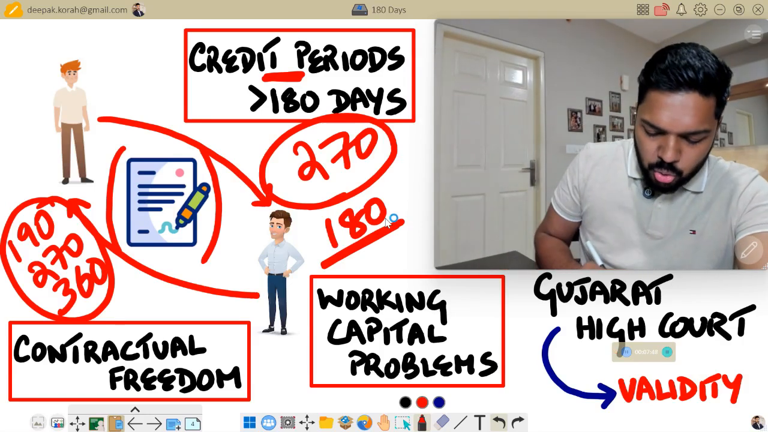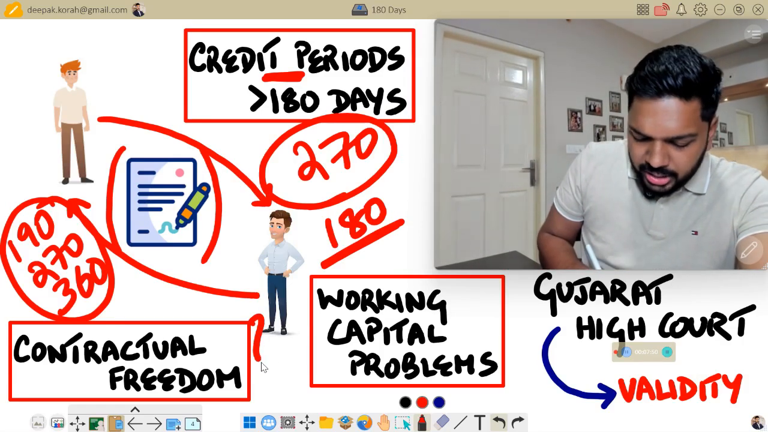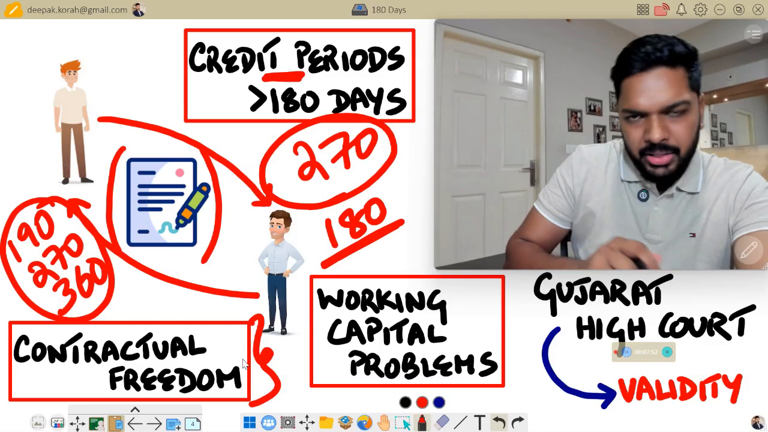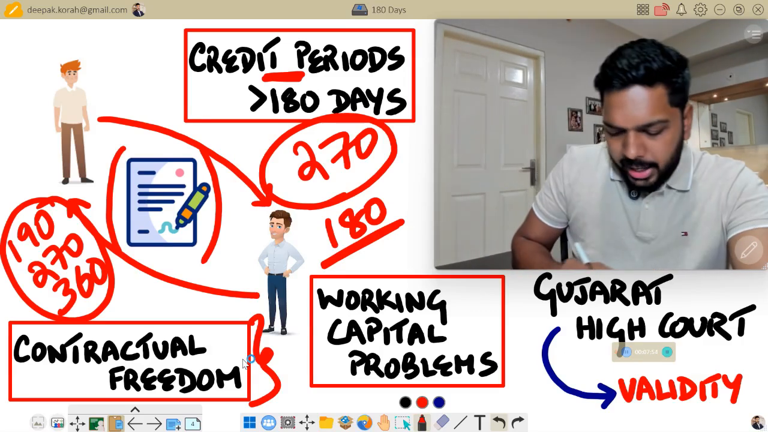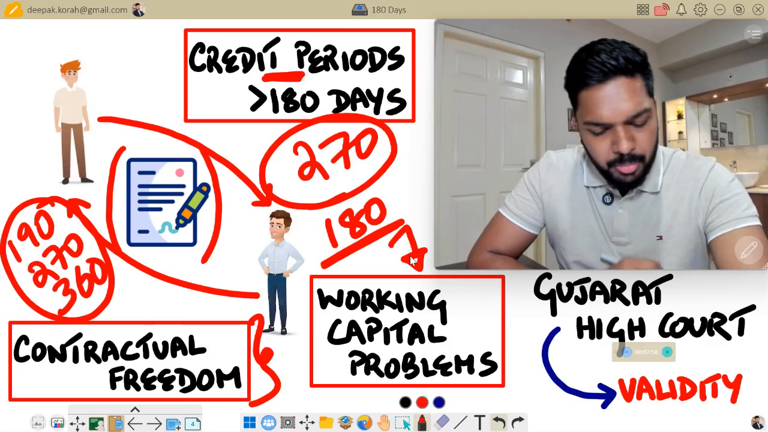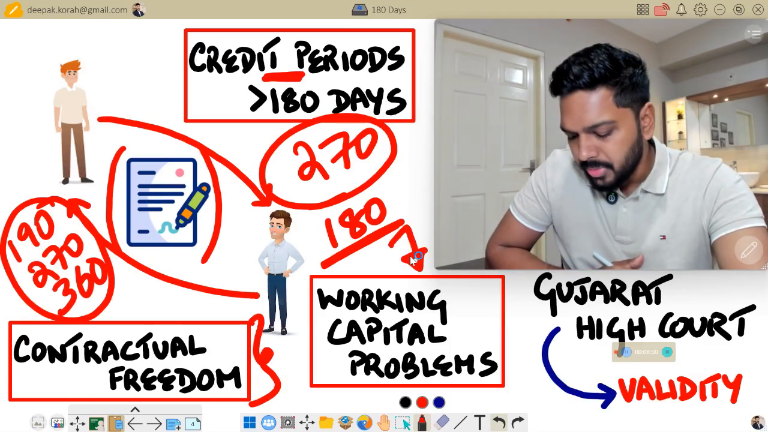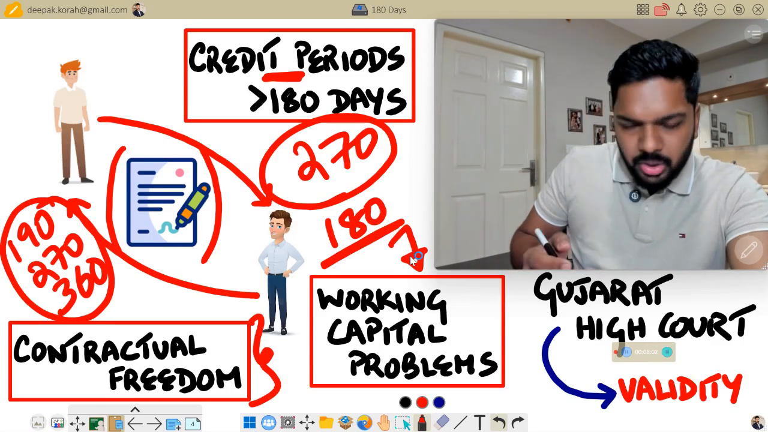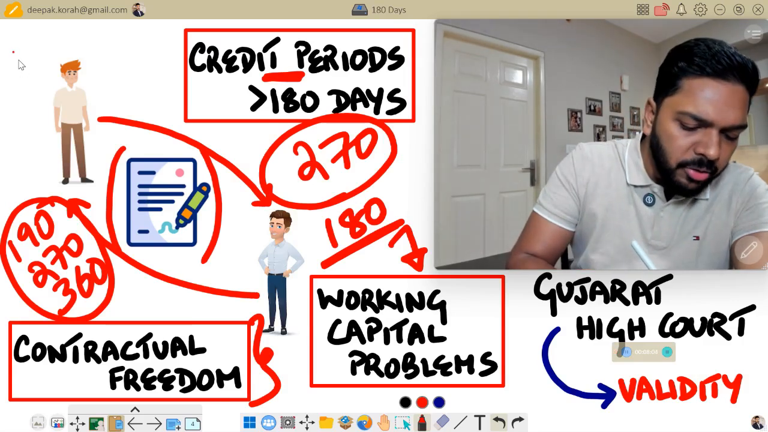So this leads to the contractual freedom being affected between the recipient and the supplier. It also leads to working capital issues, financial issues between the supplier and the recipient. And definitely this leads to, like I discussed before, an effect of double taxation.